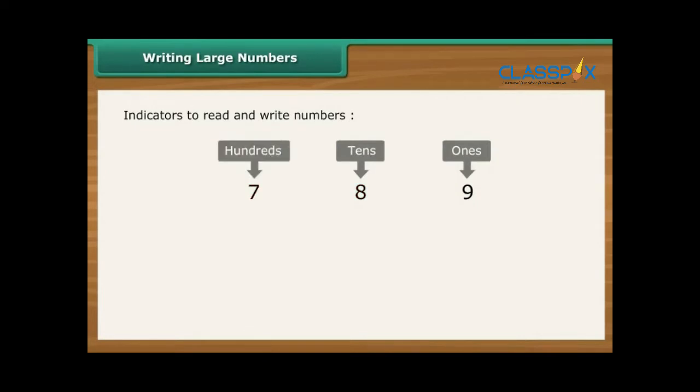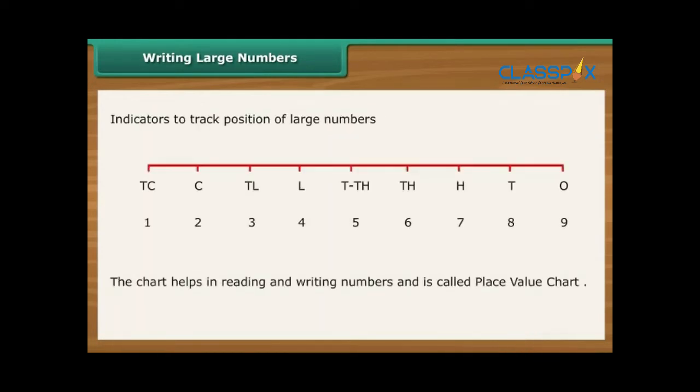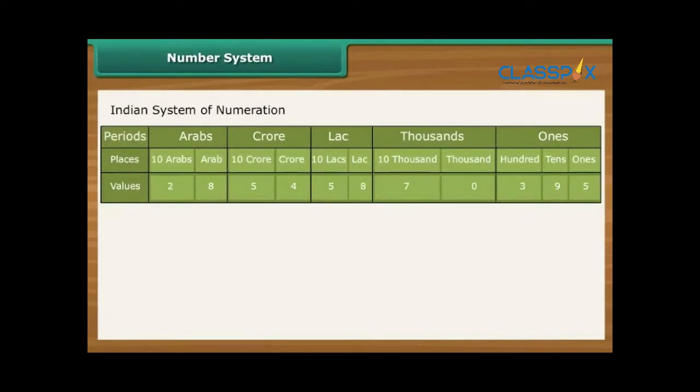In a decimal number system, the value of a digit depends on its place or position in the number. Each place has a value of 10 times the place to its right. It can be extended to crores. The chart helps in reading and writing numbers and is called place value chart. Number system. In our Indian system of numeration, we use ones, tens, hundreds, thousands, and then lakhs and crores.